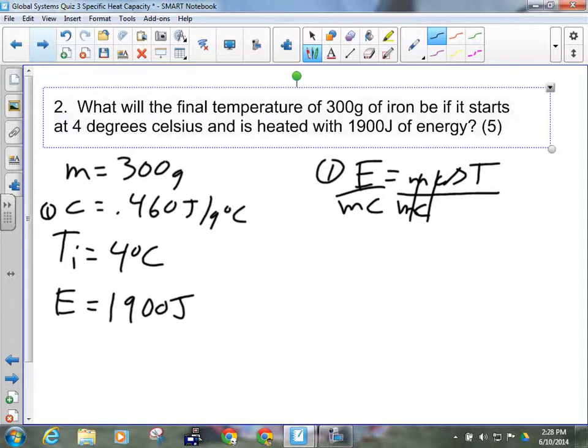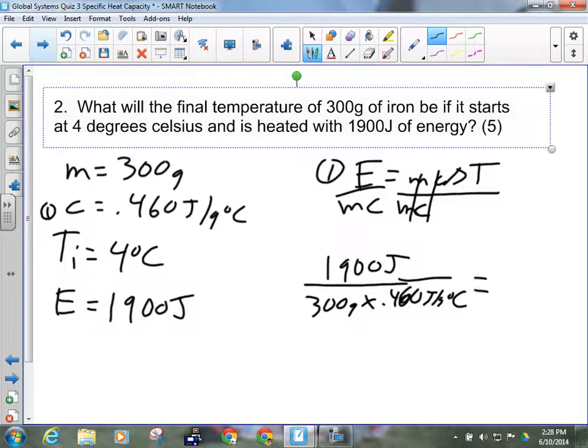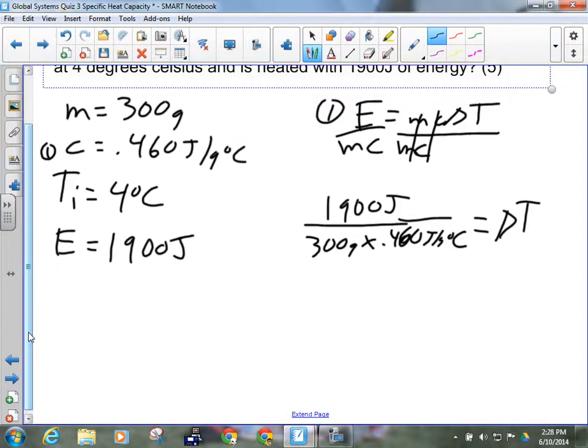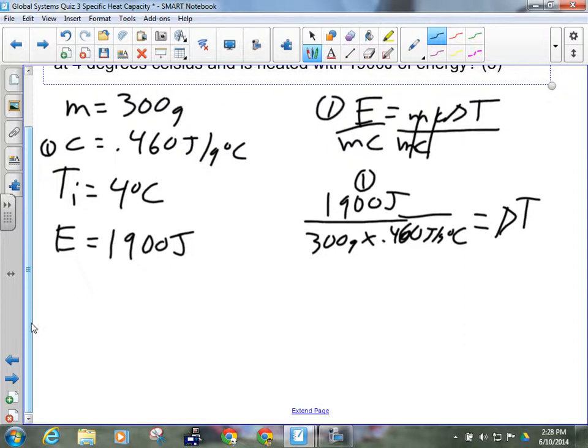Plugging in the numbers, that means 1,900 joules divided by 300 grams times 0.460 joules per gram degree Celsius, and that equals delta T. So give them a mark for plugging in the numbers correctly. When we do that, delta T comes out to 13.8 degrees Celsius, but that's not where this question ends.